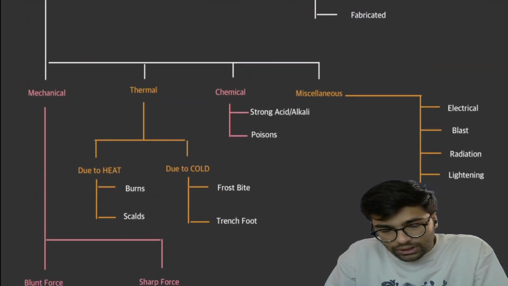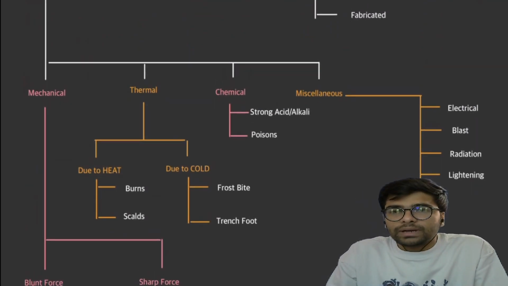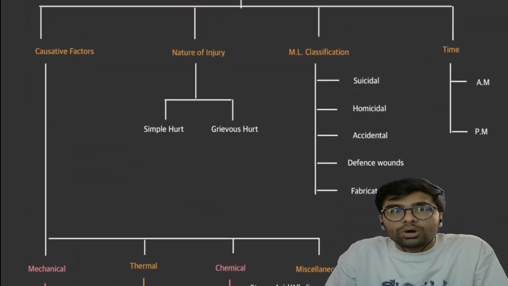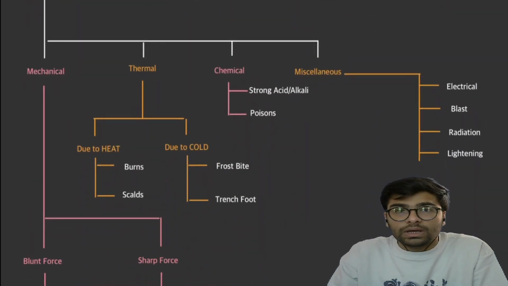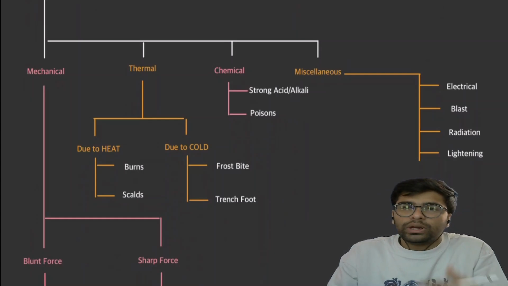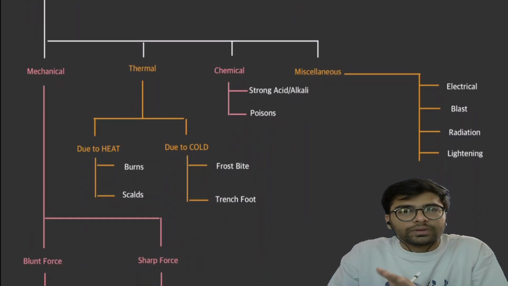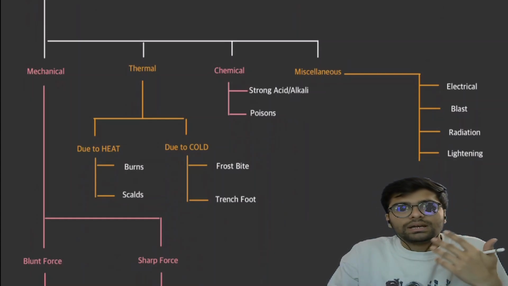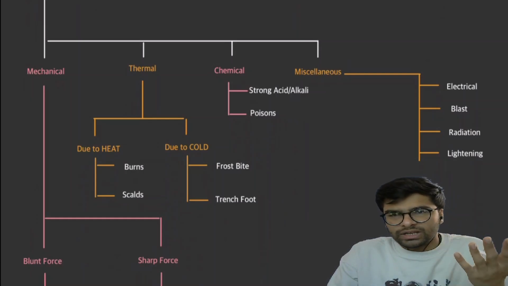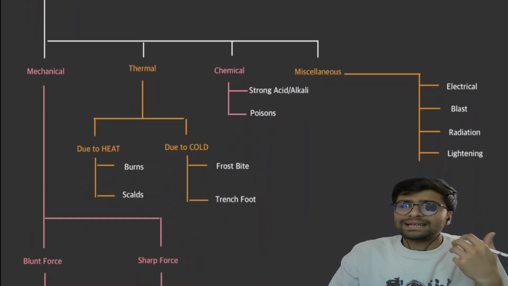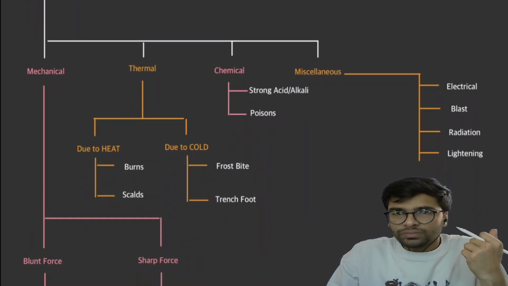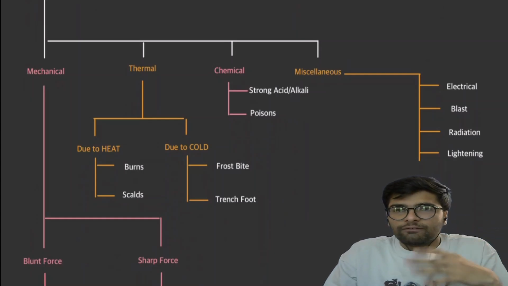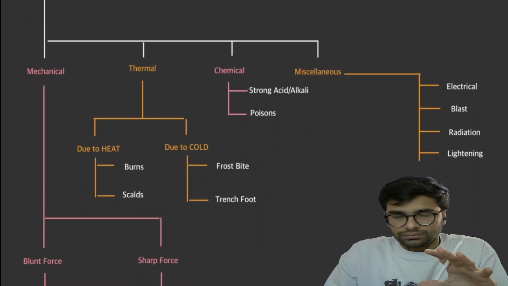Now let us move to the second subtype of injury based on causative factor. Okay. So that is the thermal injury. Thermal injury may be due to heat or may be due to cold. So due to heat includes burns, scalds. Burn is due to dry heat and scald is due to very hot liquid. Okay. And due to cold, we have frostbite and trench foot.